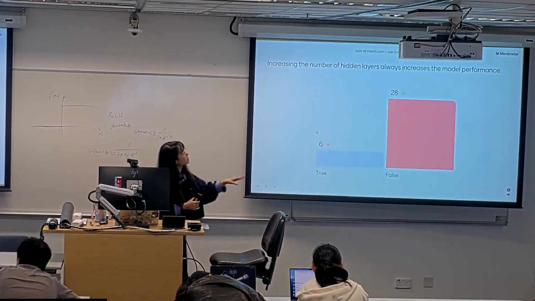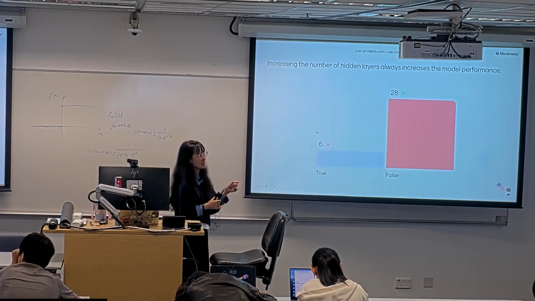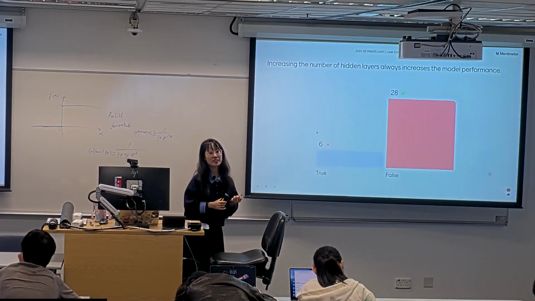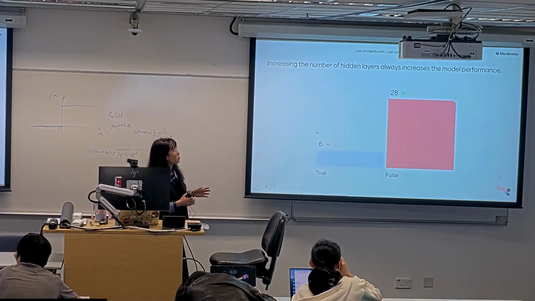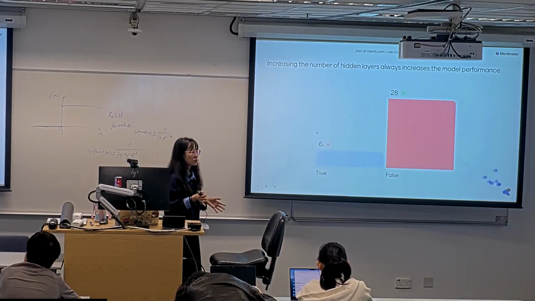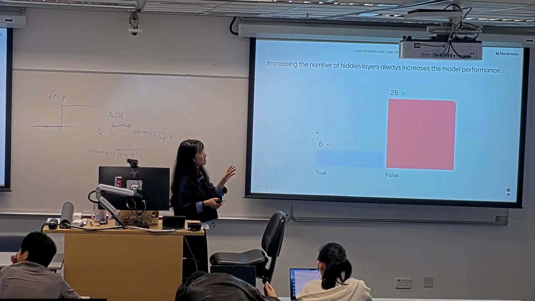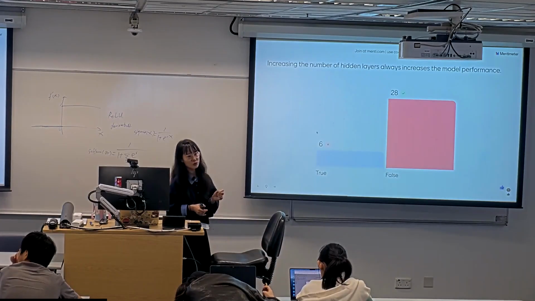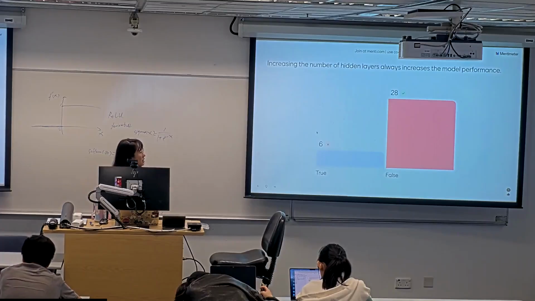Okay, this is false. Increasing the number of hidden layers will cause the overfitting problem. That means if your data is not so complex, but you still use many hidden layers, then actually your model just easily gets overfitting on the training data. It does not increase the model performance. Actually, it will impact the performance on some new data, the generalization ability to the testing data. So this is false.